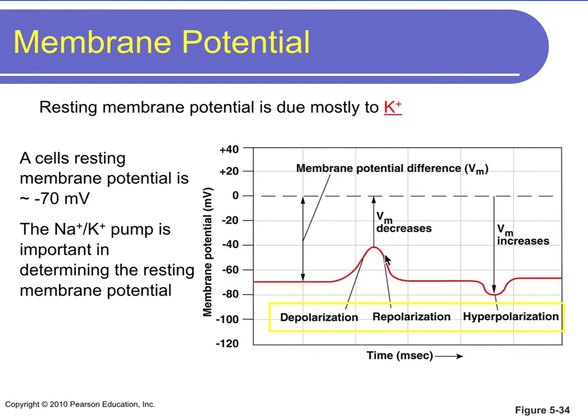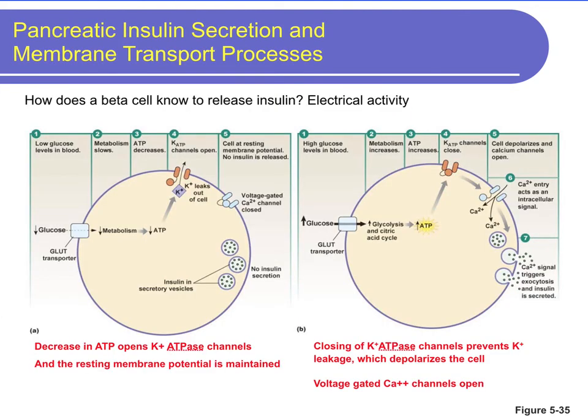When you become more negative, but going toward resting, you are not going past resting, you're going toward negative 70, then you are repolarizing. But if you become more negative past resting, then you become hyperpolarized. Okay? So you are depolarizing, repolarizing, you're back at resting, and then you're hyperpolarizing. All right, let's put it all together.